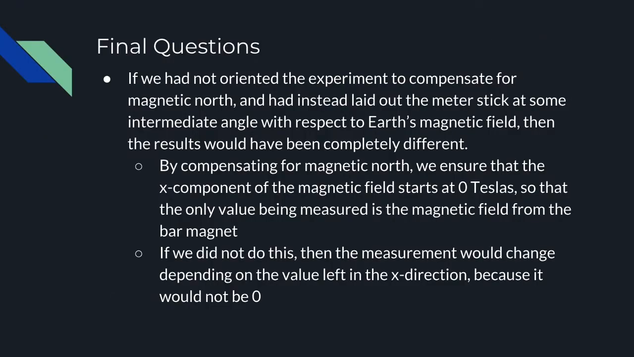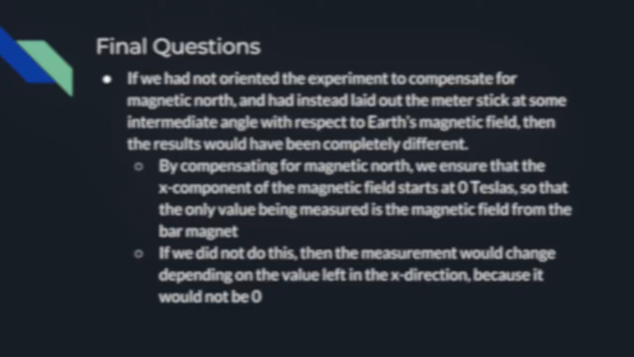If we had not oriented the experiment to compensate for magnetic north, then the results would have been completely different. By compensating for magnetic north, we ensure that the x component of the magnetic field starts at 0 teslas so that the only value being measured is the magnetic field from the bar magnet. If we didn't do this, then the measurement would change depending on the value left in the x direction because it wouldn't start at 0.